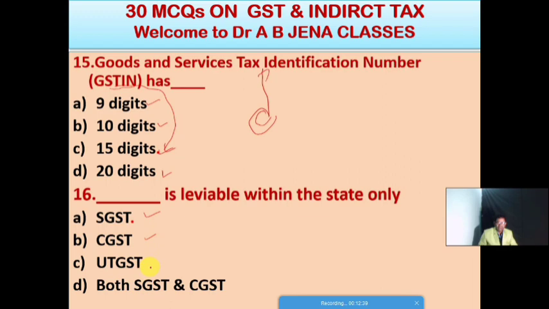Dear friends, next MCQ: dash is leviable within the state only, whether it's A SGST, B CGST, C UTGST, D both SGST and CGST. So the right option will be A. So A is the right option for this MCQ. State Goods and Services Tax, SGST, is leviable within the state only. So the right option is A.